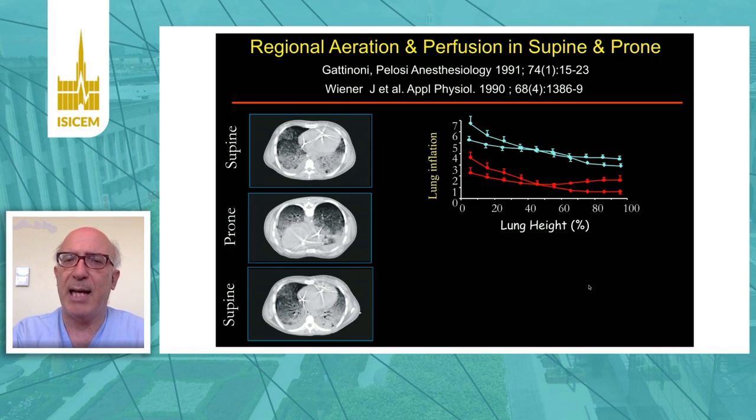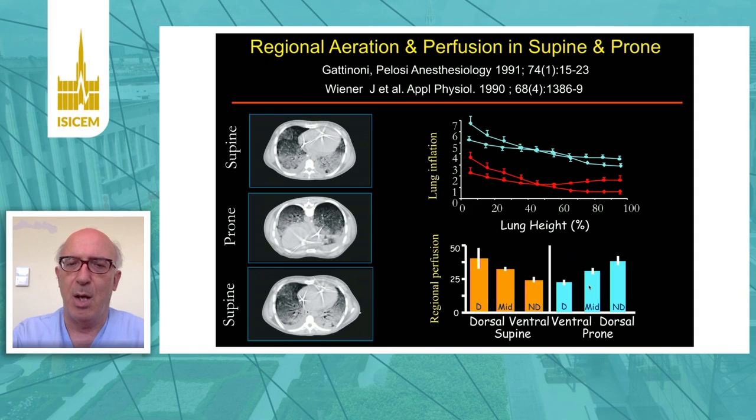When we look at the lung inflation in normal, blue lines, and ARDS patients, red lines, we found a vertical gradient in lung inflation from non-dependent to the dependent lung regions, while in prone position, a more homogeneous distribution of inflation. On the other side, if we look at the regional perfusion, as you can see here, in supine position, perfusion is mainly distributed in the dependent lung regions compared to the non-dependent ones, while in prone position, the perfusion remains in the non-dependent part.